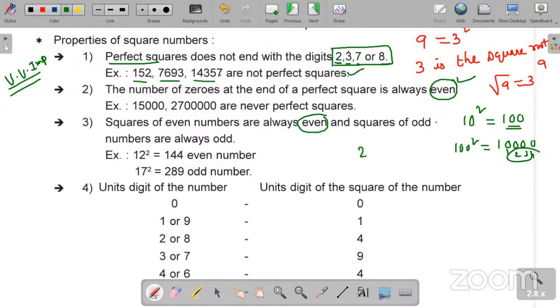For example, 2 square is 4, an even number. 4 square is 16, divisible by 2, an even number. 8 square is 64, an even number. 10 square is 100, an even number. The square of an even number is always even.